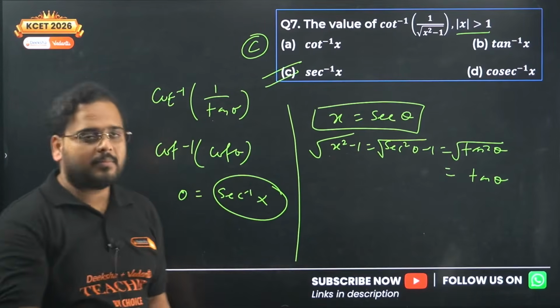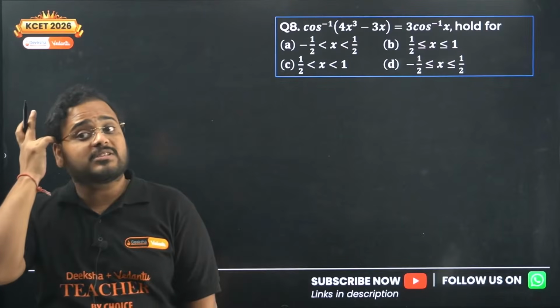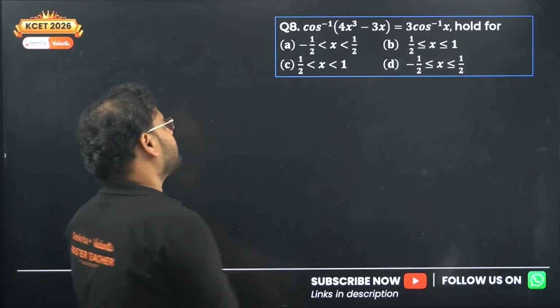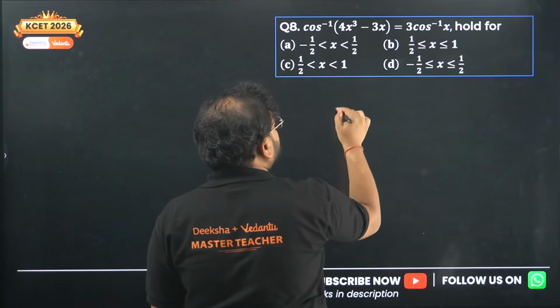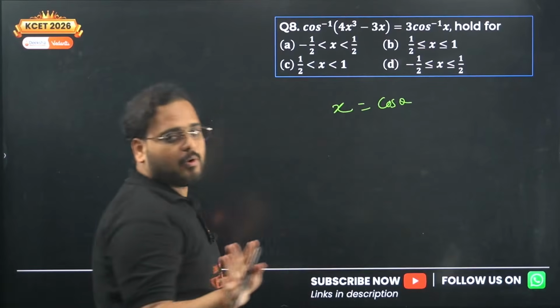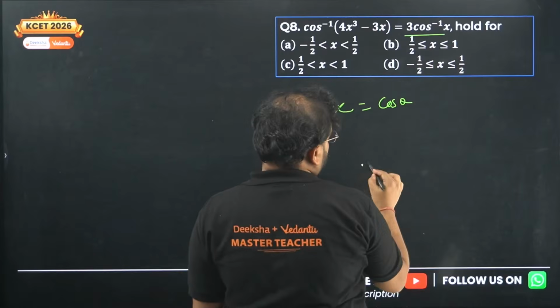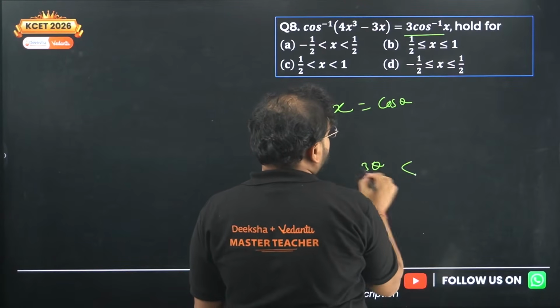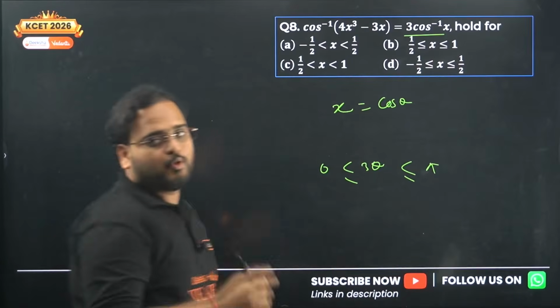Done? No problem. Last MCQ. Cos inverse of 4x cube minus 3x equals 3 cos inverse of x. Holds good for what? Just check here, just for contradiction. Check what you're going to put as x value to solve this equation. You're going to put x as cos theta. Then no problem. Check here what do we have? 3 theta. And this will lie between where to where? Of course 0 to pi. Correct?